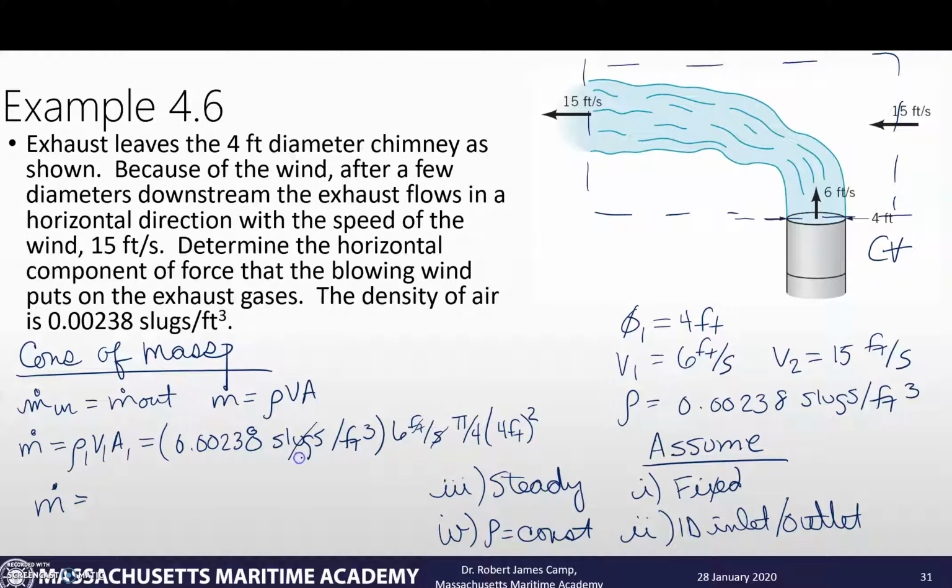Actually, no, wait a second. Because we're looking at mass flow rate, we want the slugs there. We don't want to convert that over to force units. So we look at it. I have cubic foot down here, I have foot squared here, and I have a foot there, so the feet will all cancel out. And that gives me slugs per second, which would be a unit of mass flow, which is what we're looking for. So 0.179 slugs per second. And so that gives us our mass flow rate.